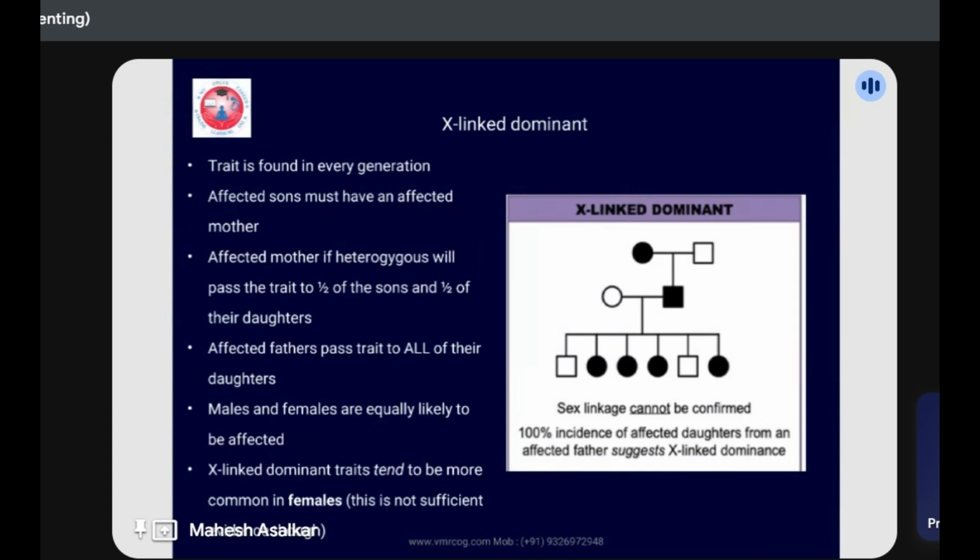X-linked dominant traits tend to be more common in females, but there is no sufficient evidence for this. But if you see more female affection, then it is likely to be X-linked dominant, though males can get affected. If you look at the pedigree, it is present in every generation, and females are more commonly affected. So 100% incidence of affected daughters from an affected father suggests X-linked dominance. Look at the third generation: all females are affected, and they have an affected father.